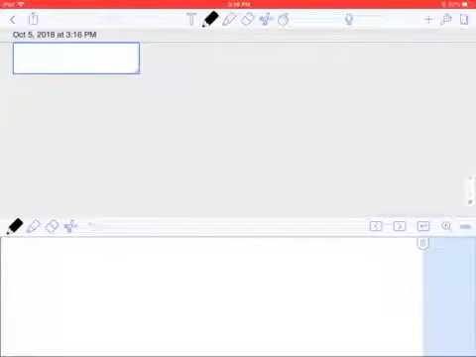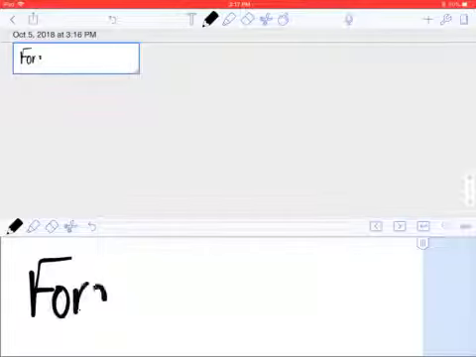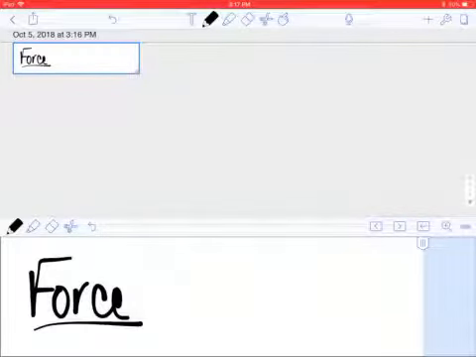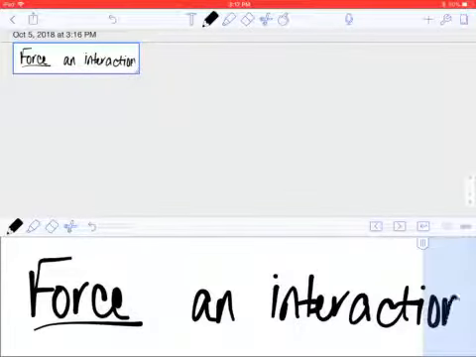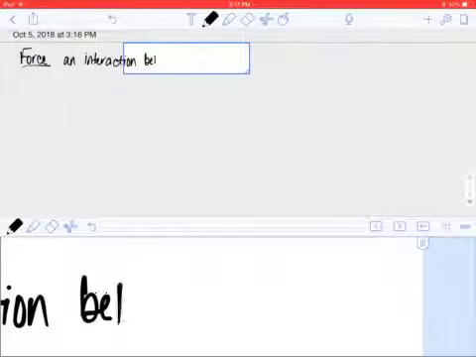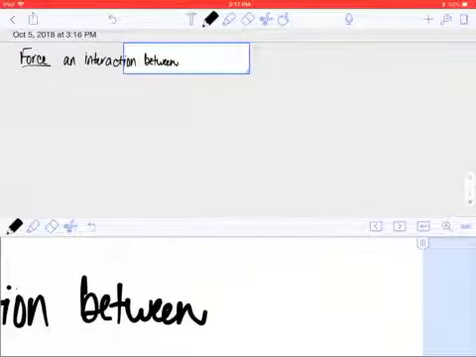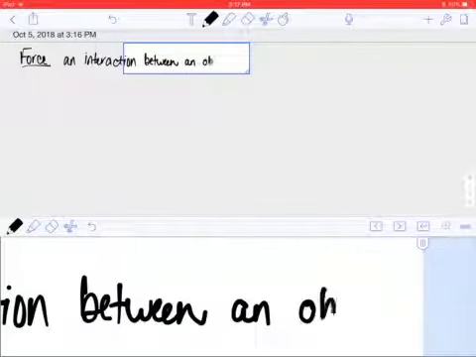Okay, today we talked for a little bit about forces. So, a force, it's just a push or a pull on an object. Okay, if we're going to do the nice formal definition, it's an interaction between an object and an agent.